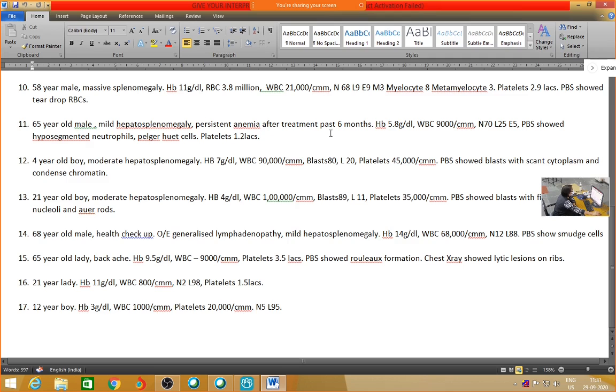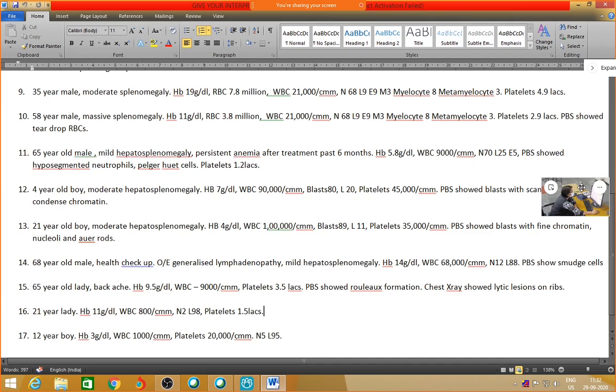So looking at this history, you know very well that it is pathological. And very important is persistent anemia after treatment. This history is usually in myelodysplastic syndrome. Usually you get this history in cases of MDS. MDS is a disease which usually occurs in older age group. The hemoglobin is very low. The peripheral blood smear shows hyposegmented neutrophils, which are the Pelger-Huet cells. These are definitely dyspoietic myeloid cells. And the platelets are 1.2 lakhs, which is on the lower side of normal. So this is a case of myelodysplastic syndrome or MDS.